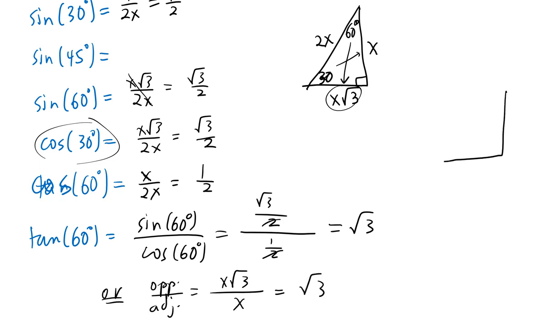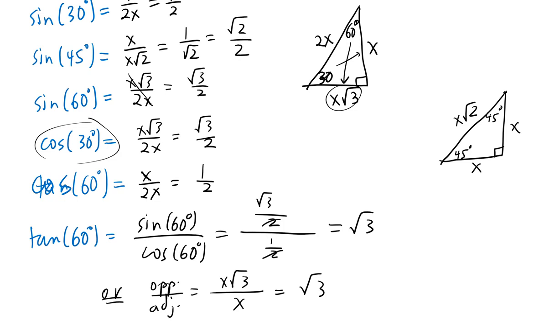Now how about the 45? For the 45, there's another special right triangle, the 45, 45, 90 degree triangle. If this is x, this is x root 2. Sine is opposite over hypotenuse, so that's 1 over square root of 2, or if you rationalize, square root of 2 over 2. Just in case you see it somewhere in the back of the book, that's what it is.